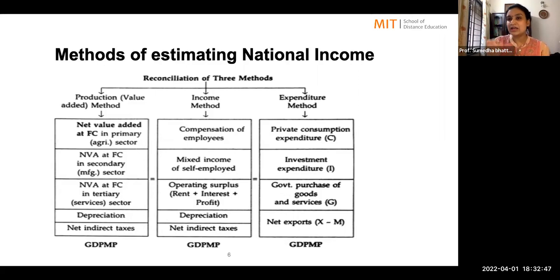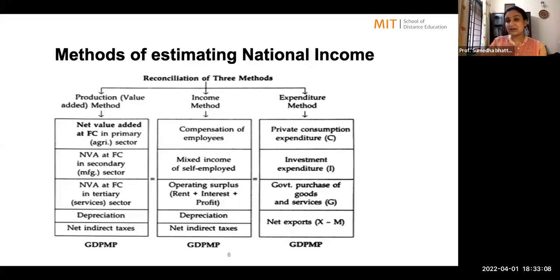In the income method, we find out the income generated in the form of rent, wage, interest, and profit by the normal residents of the country. So we take a comprehensive term. Instead of calling it just wages, we take compensation of employees, where we take into account also the compensation received in cash as well as in kind.